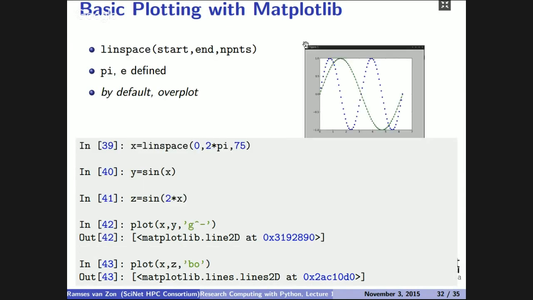I can plot things on top of one another. So if I keep plotting, it just keeps adding lines to the same plot. If I don't want that, I have to clear the plot. So I can have a green plot here and a blue plot here, sine x and sine 2x. And linspace is another NumPy routine that we'll see. It gives you basically a grid between, in this case, 0 and 2 pi, 75 points total. Pi and E are also in NumPy. They're not in Python.